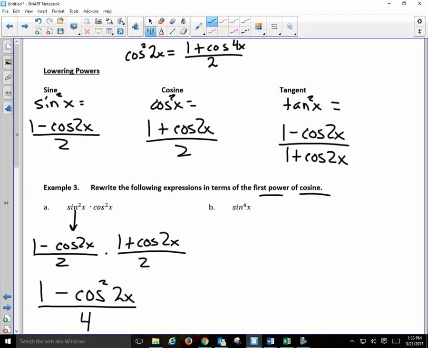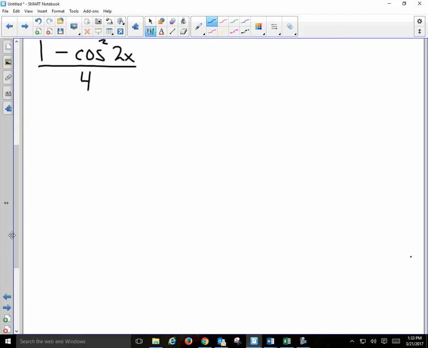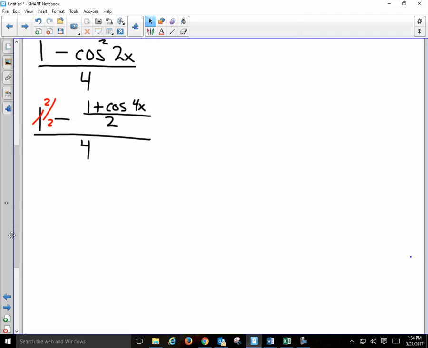So now I know what to put in for cosine squared of 2x. Got 1 minus (1 plus cosine of 4x over 2) all over 4. Now what? Common denominators. Terry, the voice of reason. Thank you. I'm going to distribute that subtraction sign all the way through. So I have 2 minus 1 minus the cosine of 4x.